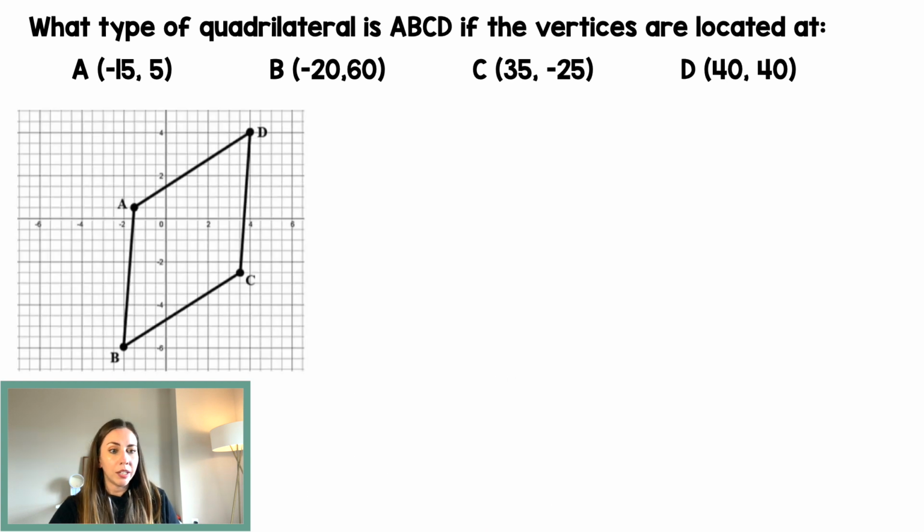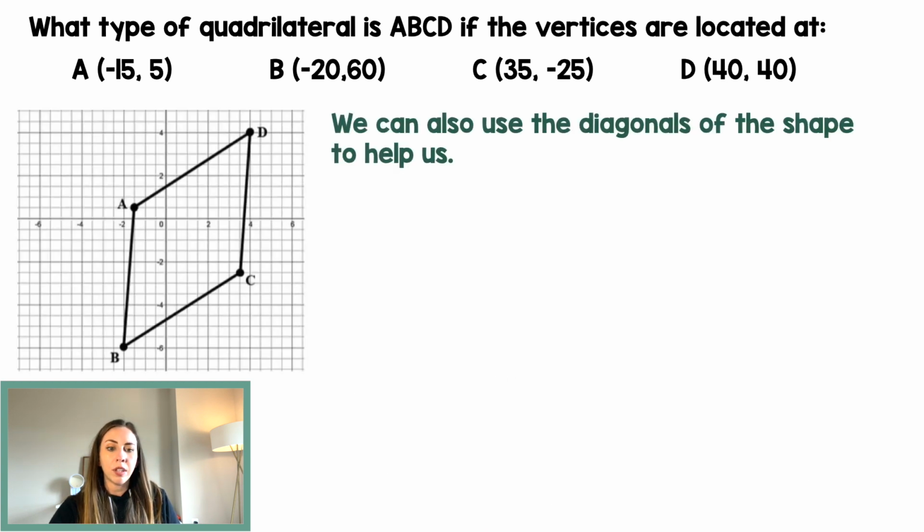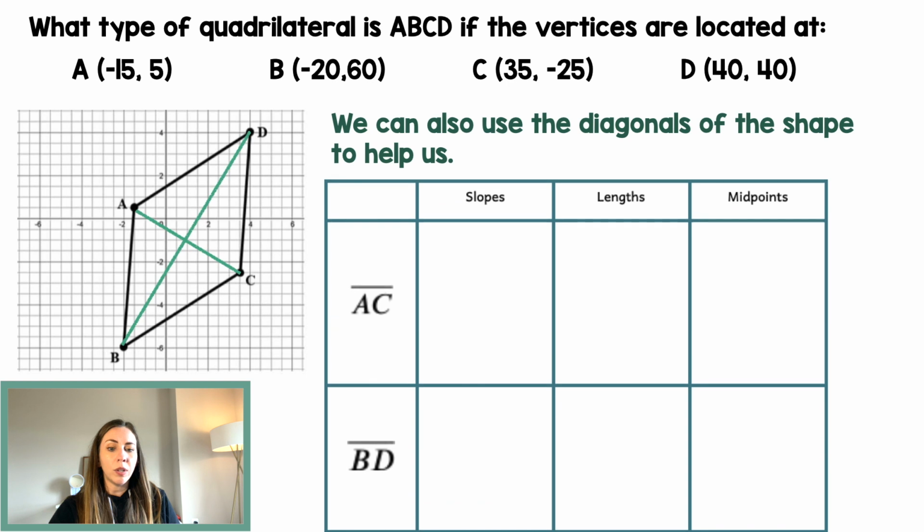We could have also taken a different approach. We could have been using the diagonals of the shape to help us. So if you wanted to take this approach, this is an option. So AC and BD are the diagonals of our shape, and we can find the slopes, the lengths, and the midpoints of these diagonals to help us determine some things about the properties of this shape. So I'm going to pull up the slopes, lengths, and midpoints.